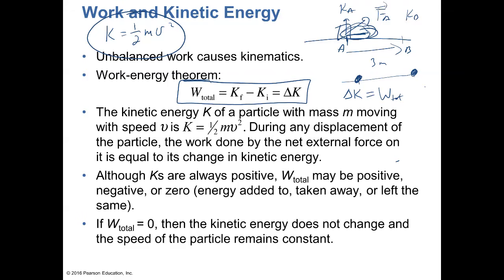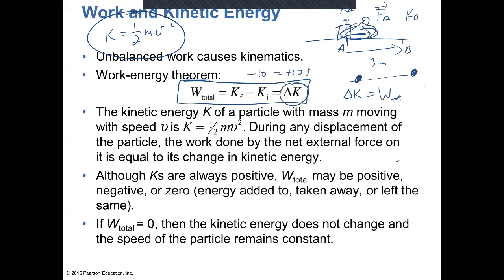If work done total is positive, then delta K is positive. Well, delta K positive means, see over here, if this quantity is to be positive, which is final minus initial, that can only happen if final is greater than initial. So let's say 20 minus 10, and you get positive 10 joules. See, it's positive. If delta K is positive, you have greater kinetic energy, which means you're moving faster.